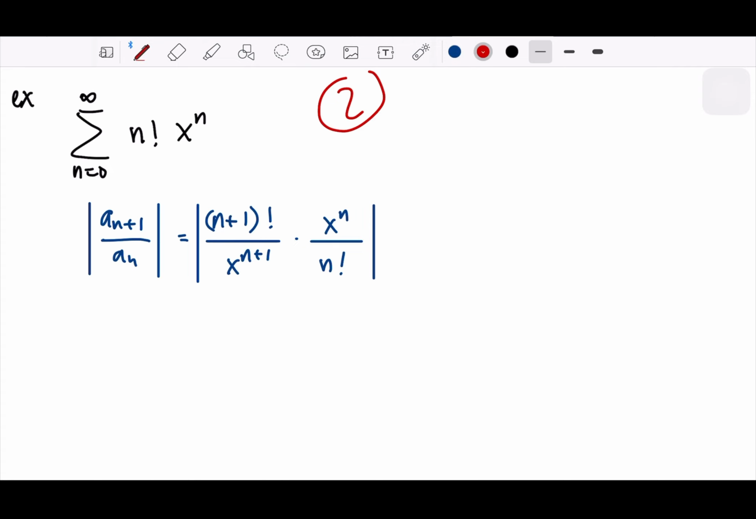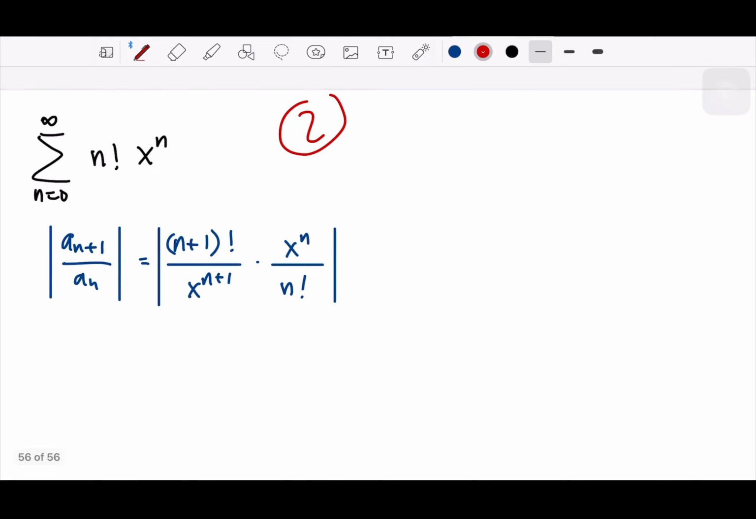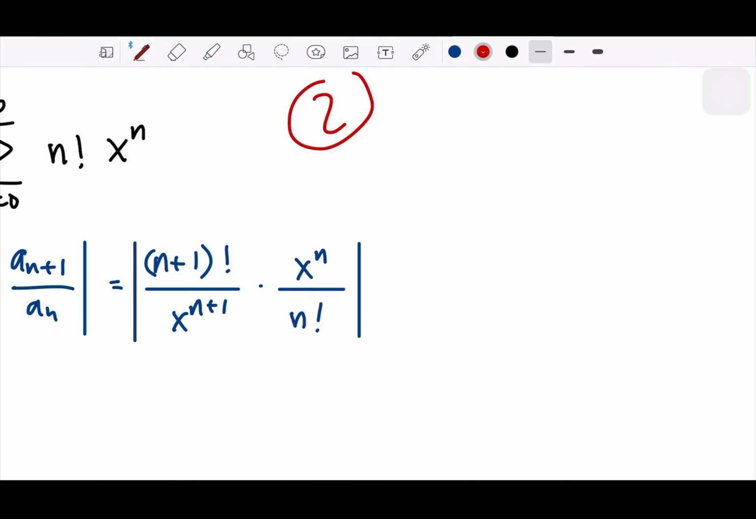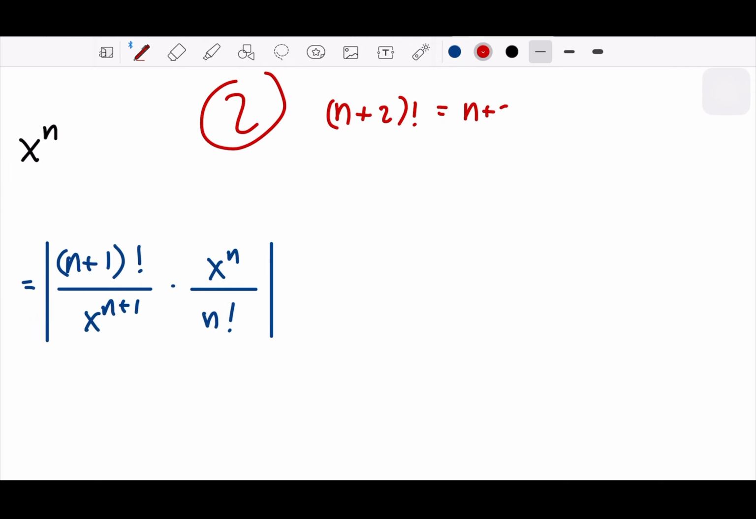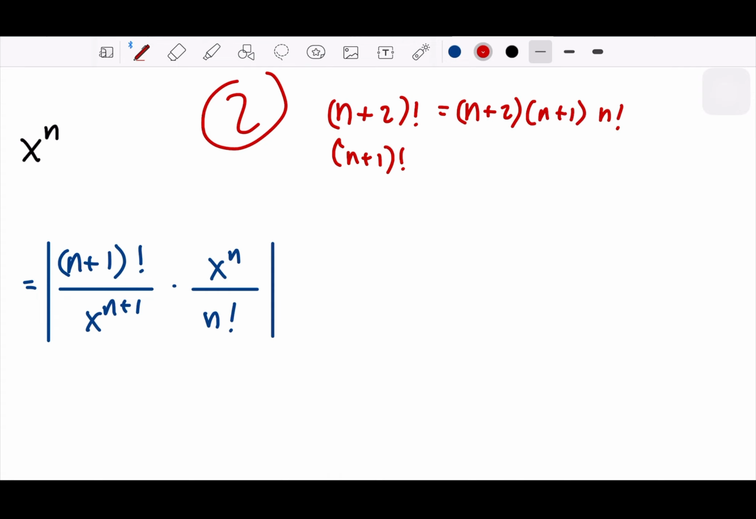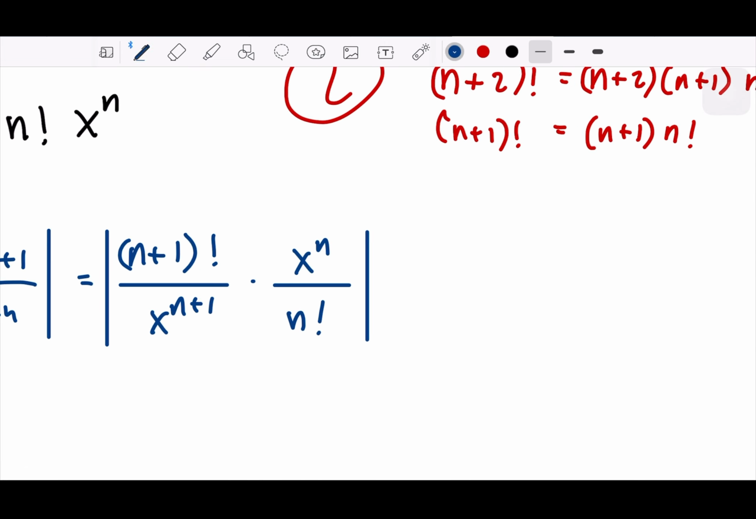Now remember factorials. Just a note: if you have (n+2) factorial, this means n+2, n+1, and then n factorial. Or if you have (n+1) factorial, this will be n+1 and n factorial. So we can cancel this n factorial, and then we can cancel this x to the power of n. This is x.